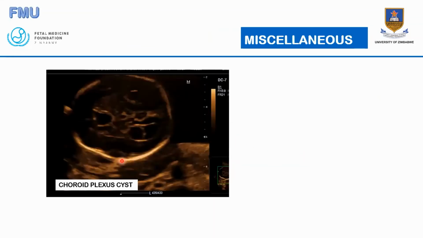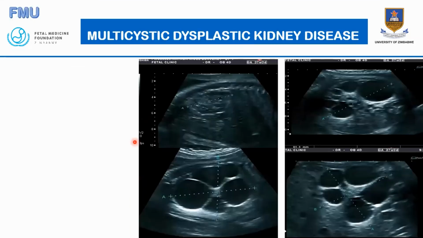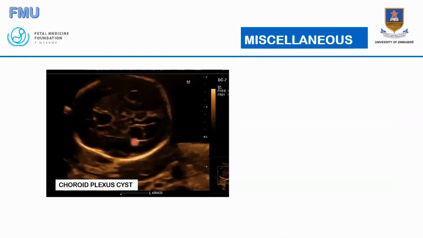Sometimes you may see some nuisance features. You may see choroid plexus cyst, where patients are referred to us because they have a choroid plexus cyst. What happened to one of my images? Okay, a choroid plexus cyst within the ventricle here. Choroid plexus cysts, in most cases, they are normal variant. They disappear on their own around 26 weeks.